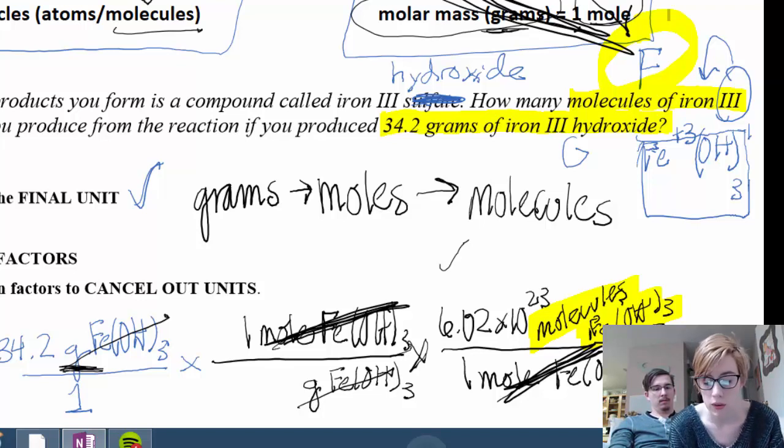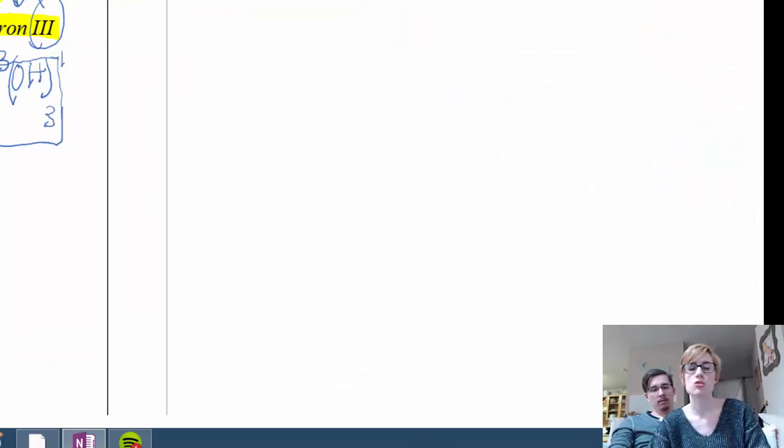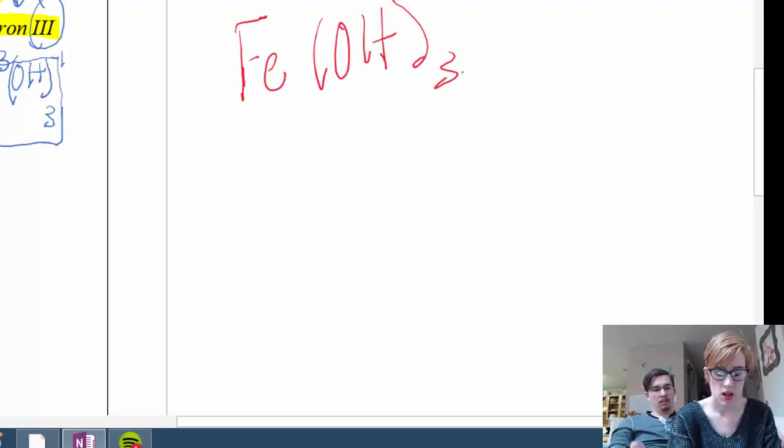Now we have to go back and we have to figure out what number is going to go right here. Well, I'm going to show you an alternate way to calculate molar mass. If you're comfortable with the first way that I taught you in 8.1, then go for it, that's fine. This is a faster way to do molar mass of long compounds. So we have FeOH3. So what I've ended up doing, we know that you have to find the molar mass of each of these, and then you have to add them together.